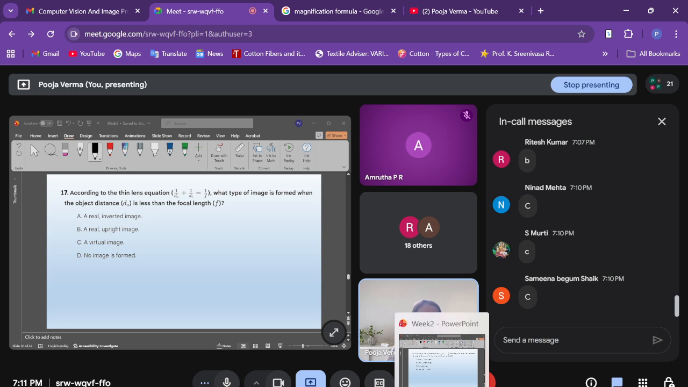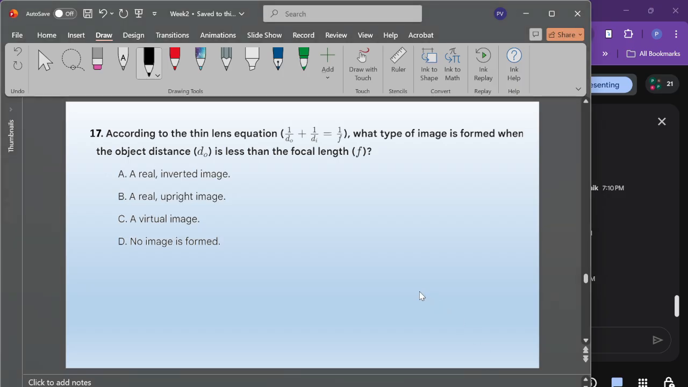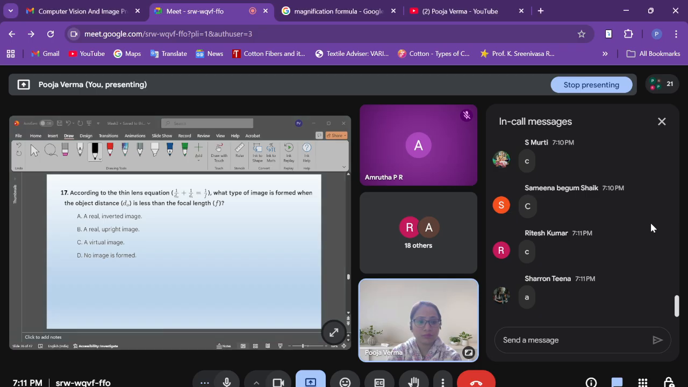Okay, so most of you are saying option C. Okay, someone is saying option A as well.